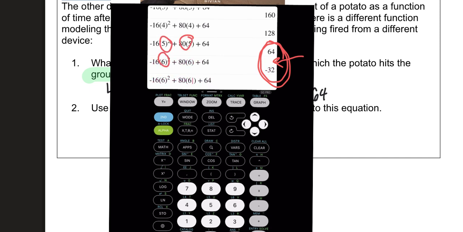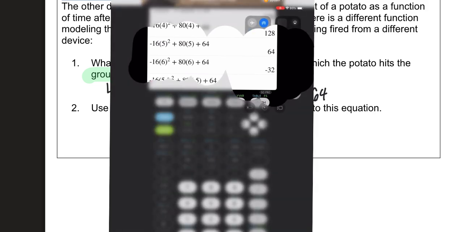Let's just try 5.5 to see what that gives us. We're at 20, so we're pretty close. If you want to keep trying other decimals, you can, but we're just trying to get as close to 0 for that output as we possibly can.